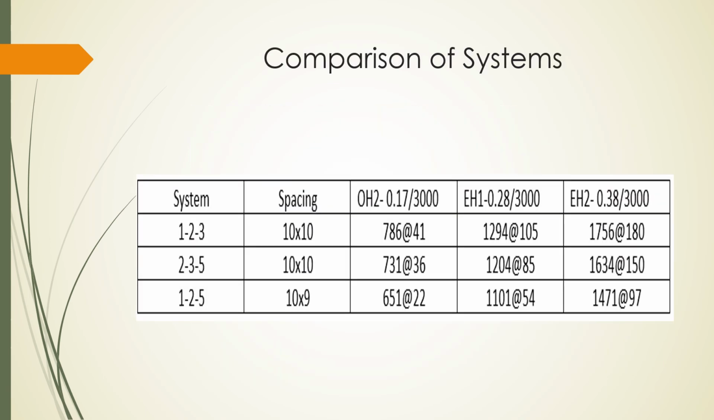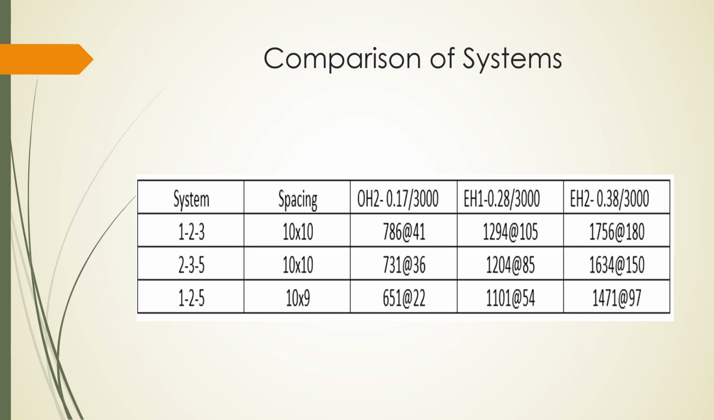I want to make a comparison of the systems. I've got a matrix here with systems and spacing across the top, and then OH2, EH1, and EH2 with various numbers. Let's start with system 1-2-3, and we discussed what that was. It's a 1 3/4 inch pipe supplying a head, and then 2 to the 1 inch, etc. And we have 10 by 10 spacing, 10 feet between lines, 10 feet between heads.